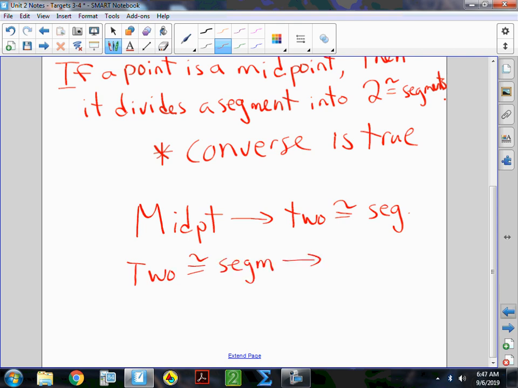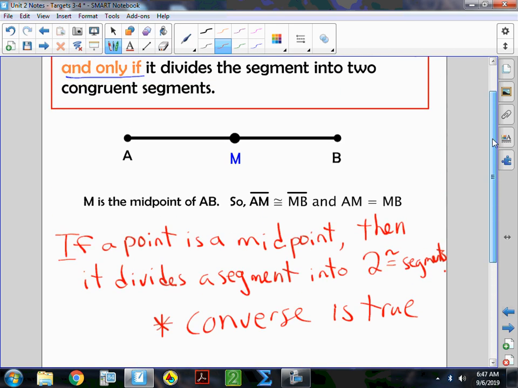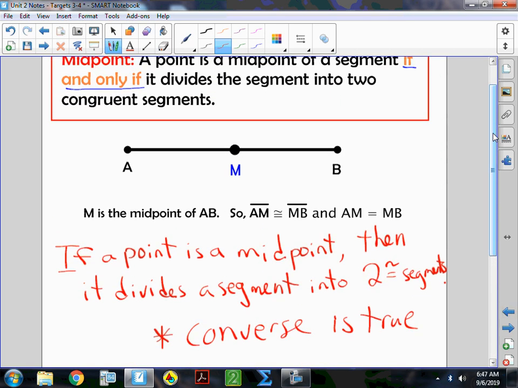Since the converse is true, we could also say two congruent segments are divided up from one single segment. That means that they're divided up at the midpoint. So back on our diagram, we show a segment AB, and we show congruence, like if we know it's congruent, with these tick marks. We call those congruent marks. We'll use those all the time in geometry with segments and angles and different things. So if M is the midpoint, then we know that AM and MB are the same size. If AM and MB are the same size, we know M is the midpoint.